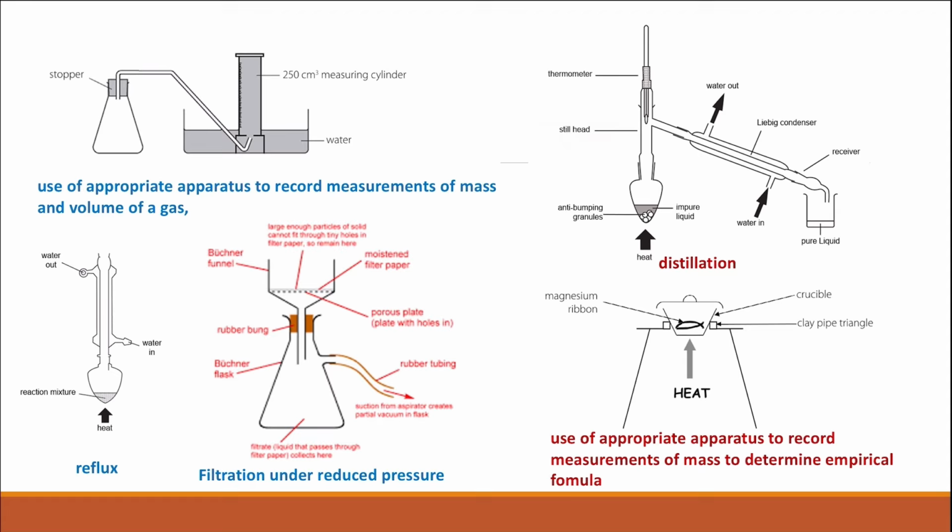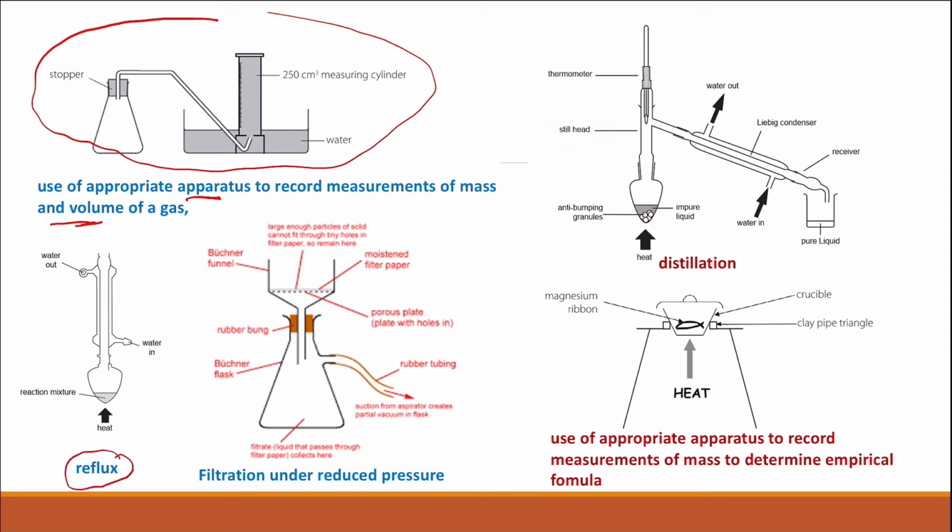The first one is the apparatus that you use to measure the volume or record measurement of mass and volume of a gas. So you need to know how to draw this one. You could also use a gas syringe instead of using this inverted tube. Drawing a diagram for an apparatus that is used for reflux is very common, it came so many times, so you need to know the way of the water, how the water goes in and goes out: in from the bottom, out from the top. Don't forget the heat and the round bottom flask at the bottom there.